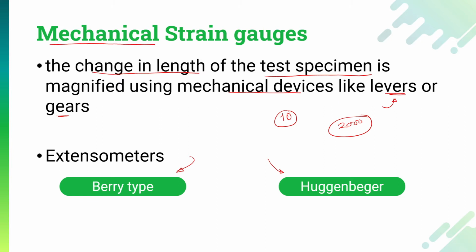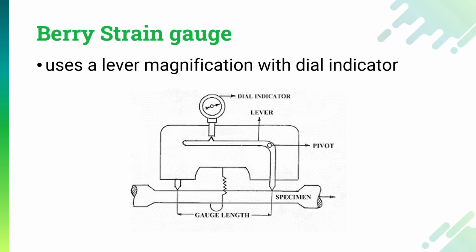So the first device is the Berry type strain gauge. The Berry type strain gauge basically uses lever magnification with a dial indicator. So let us check out the construction of this strain gauge first, and then we will see the working of such strain gauges. As you can see over here, one frame is available, and on this frame there is a fixed pointer. The second pointer is available over here, which is actually a lever mechanism, with a pivot available over here.